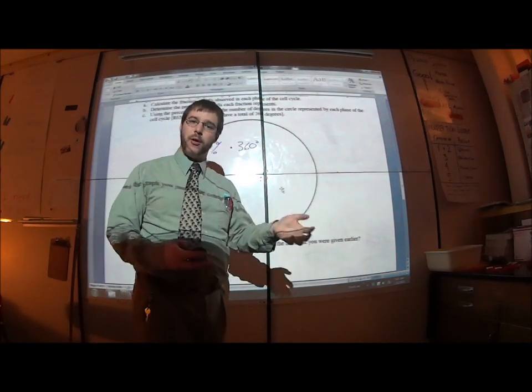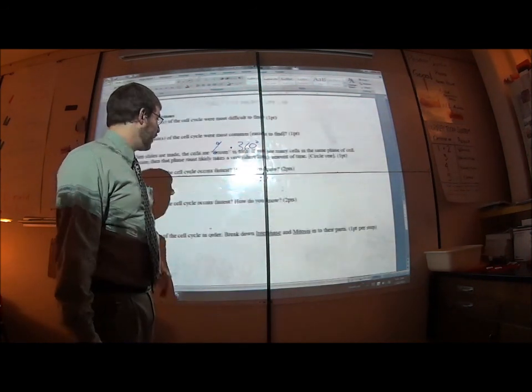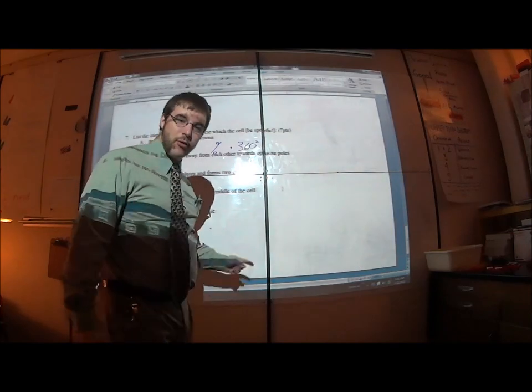For those of you wondering how long these phases are, we'll get a good relative idea compared to each other using that. And then, as always, conclusion questions. That's it!